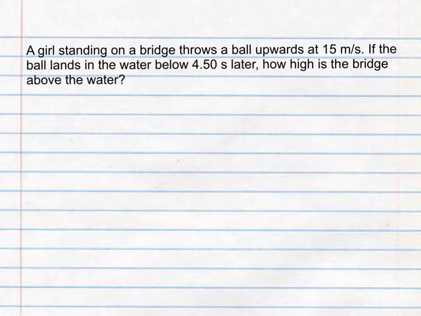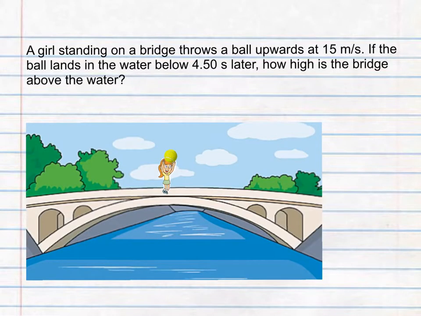First, let's take a look at the event. So here we have the girl on the bridge. She throws the tennis ball directly upwards, and then it lands into the water below 4.5 seconds later.